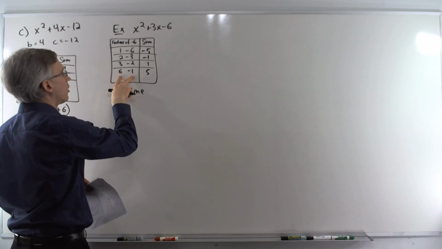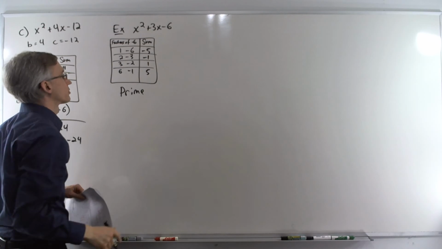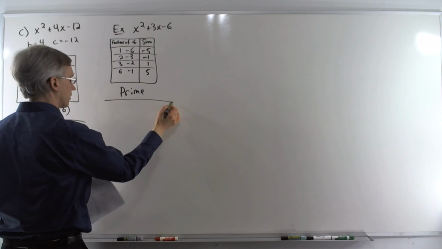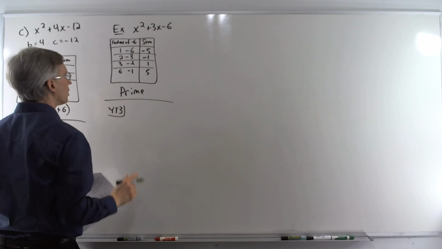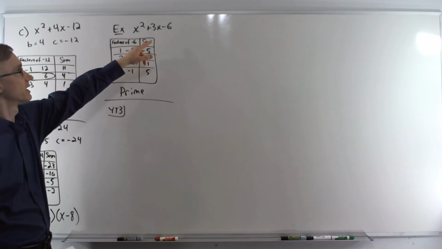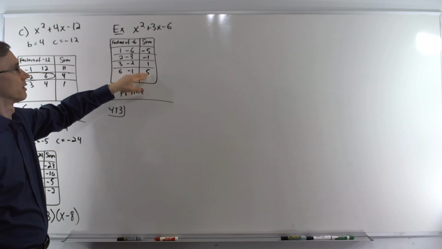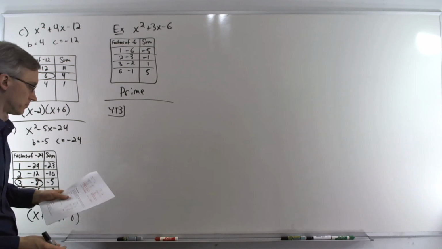So if you list all the factors of negative 6 and none of the sums equal that middle term, then it's a prime polynomial. Just write prime and you're done. Your turn, number 3. In terms of show and work, make sure you list all of the factors of C, write down all the sums, and then from your list, I'll be able to see that none of them match the middle term.